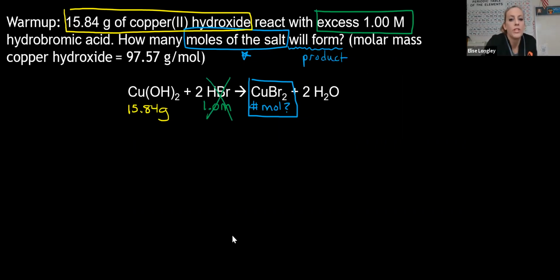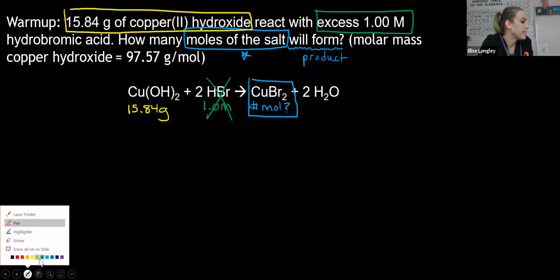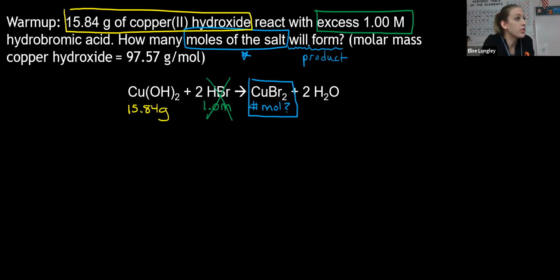Yes, the salt. So for this one, it says how many moles of the salt will form. So when I see the words will form, we know the salt must be a product. The definition of salt is a metal and a non-metal. Ions are salts. So the only one with a metal in it was this guy. We also know this is water, which is a compound.